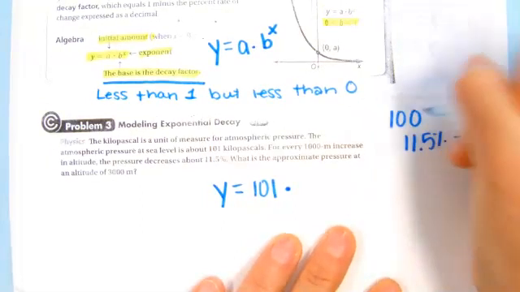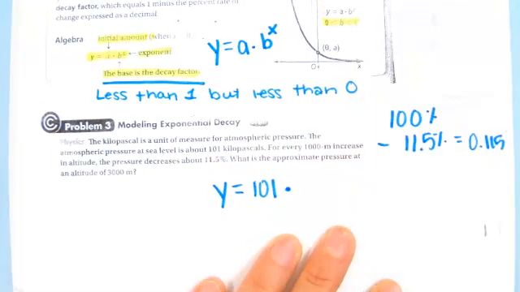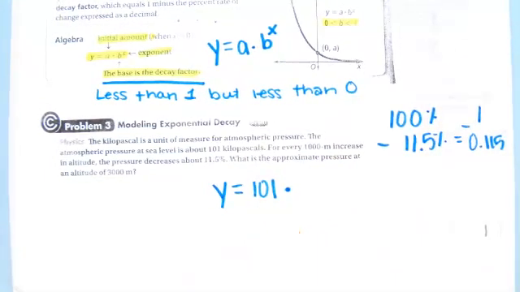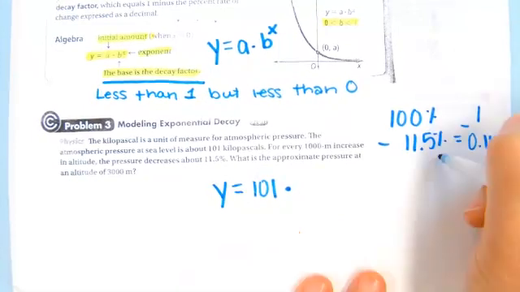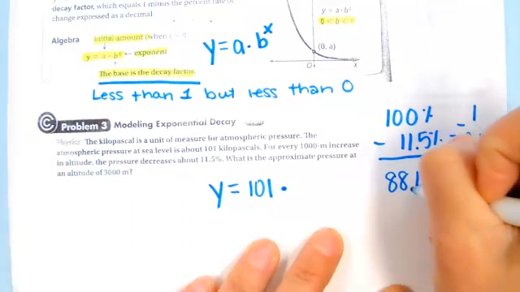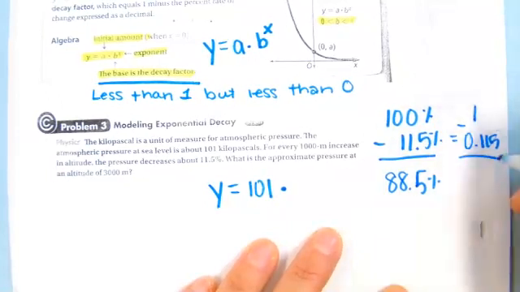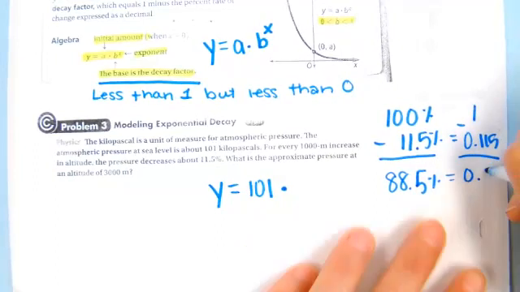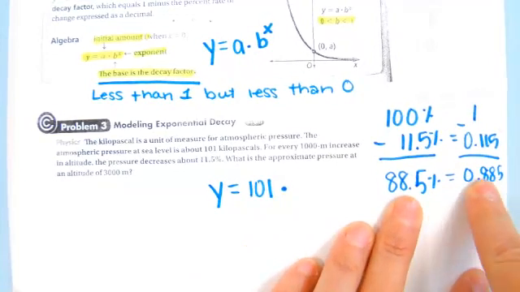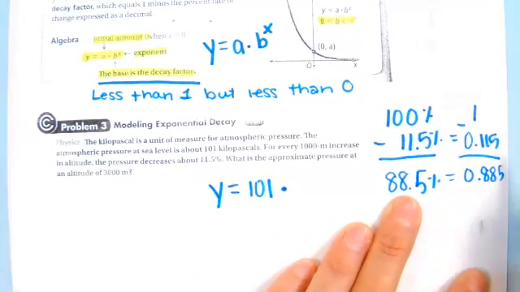We would do 100% minus the 11.5%, or we can do 1 minus 0.115. Either way, 100% minus 11.5%, what percentage would that be? 88 point what? 88.5%. And 1 minus 0.115, what does that give you? 0.885. Okay, so this is the percentage that's left, and this is that as a decimal. This right here is the decay factor.